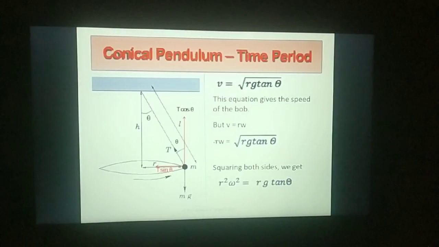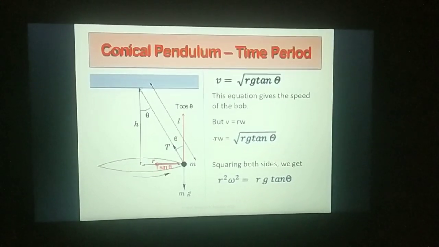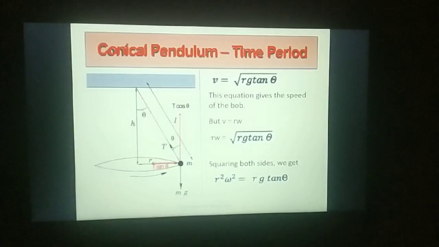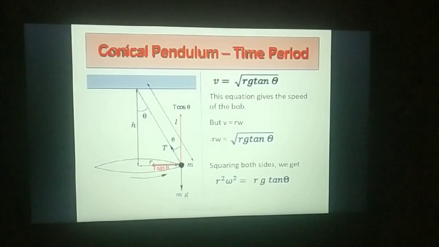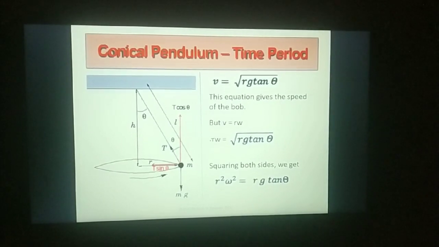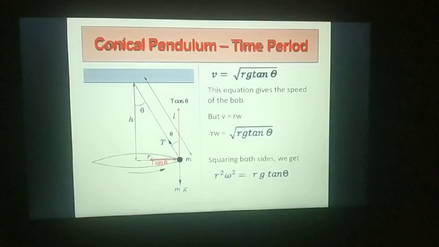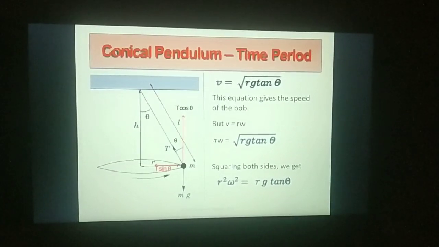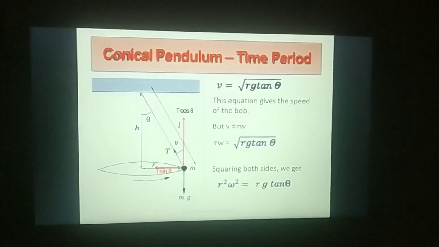Similarly, if the question is asked to derive the expression for angular velocity, you have to continue here. You will convert linear velocity in terms of angular velocity. We already know v equal to r omega. So if you put r omega instead of v, squaring both sides, r square omega square will be rg tan theta.